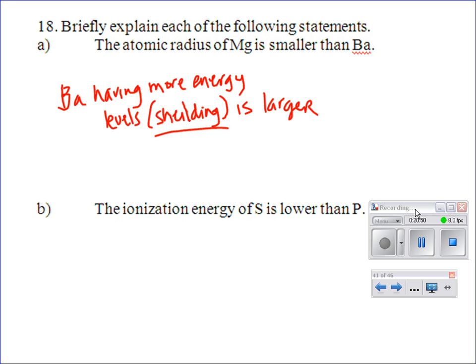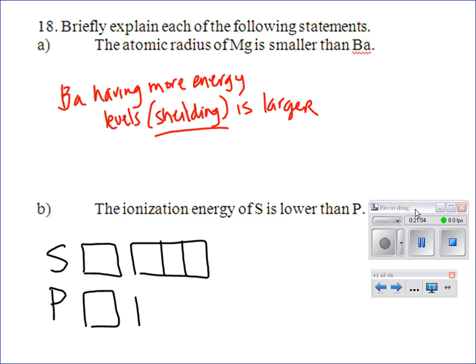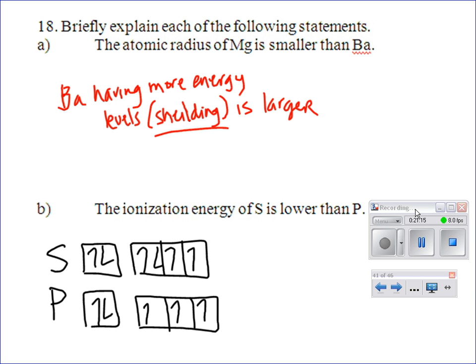That's why it's larger. The next one, the ionization energy of S is lower than P. I'm going to be pretty insistent on these types of problems. Instead of trying to sit there and in words describe what's going on, draw out your valence shell orbital spin diagrams. Okay, so we know that sulfur has this, and we know that phosphorus looks like this. And according to the trend, this one is supposed to be harder to remove, but it's actually easier.